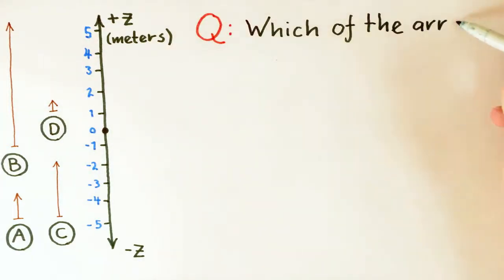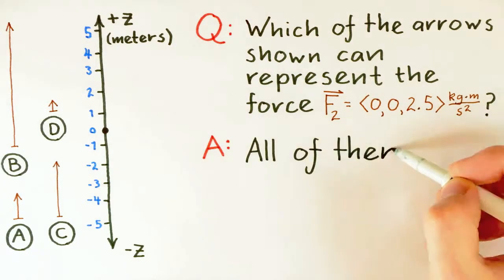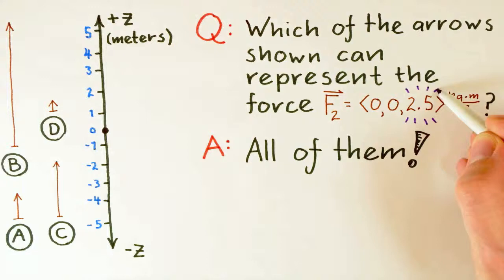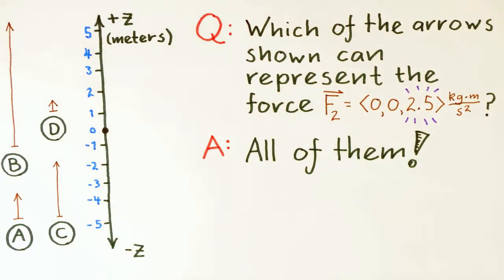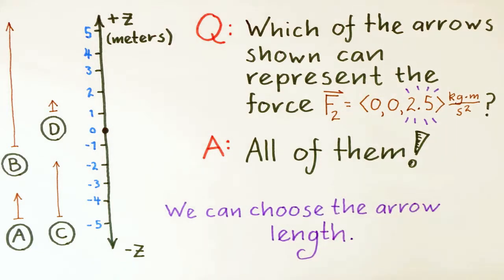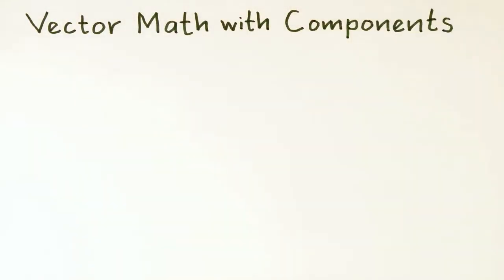Question: which of the arrows shown can represent the force F2? Answer: all of the arrows shown would work. The component form of F2 tells us that F2 only has one non-zero component, which points in the plus z direction. All the arrows show this correctly. How long to draw the arrows is up to us, to represent the magnitude of F2. We can do vector math with the vectors in component form.